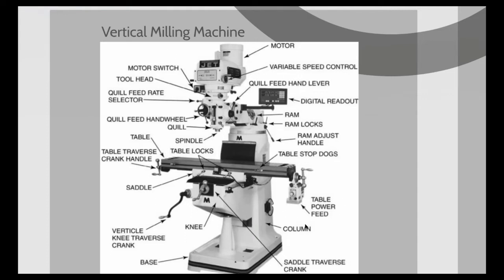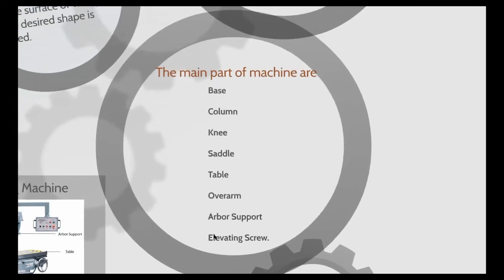Parts of milling machines, you can see it in the pictures clearly mentioned. Saddle, here is the spindle in vertical position, table, knee, column, base. The main parts of both horizontal and vertical machines are base, column, knee, saddle, table, overarm, arbor support, elevating screw. You need arbor support only in a horizontal milling machine. We are going to discuss in detail about the parts of the milling machines.